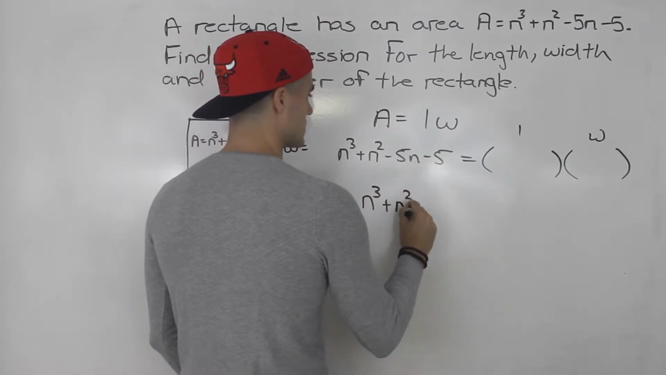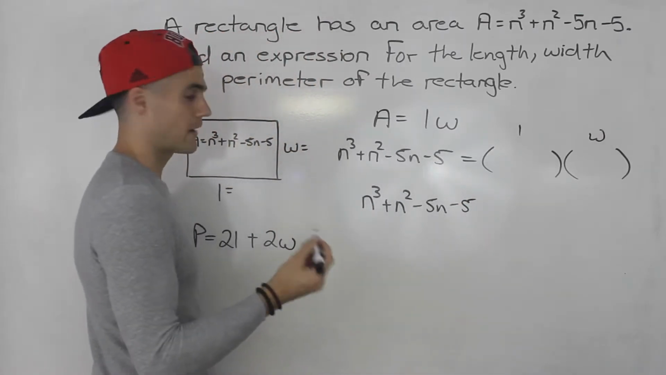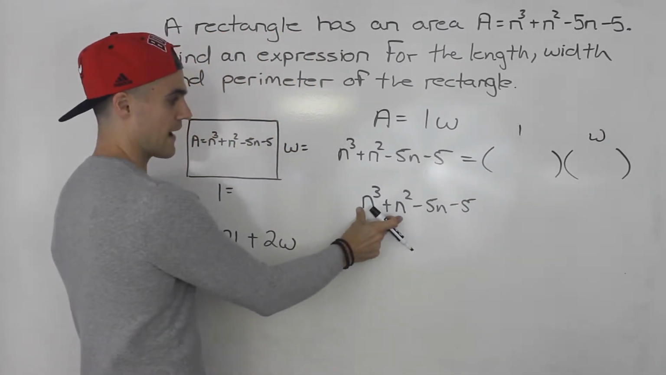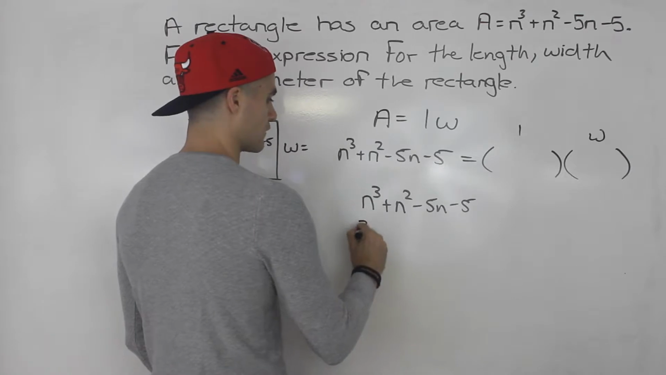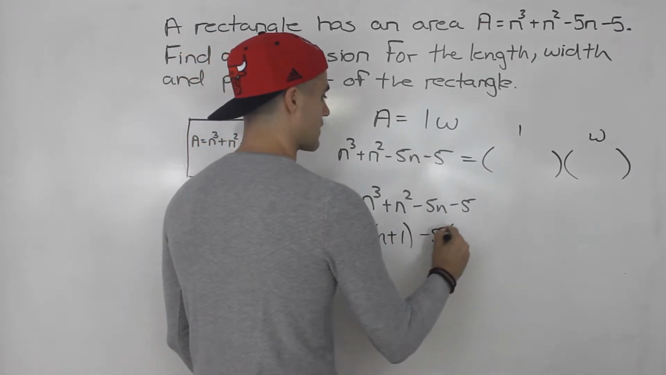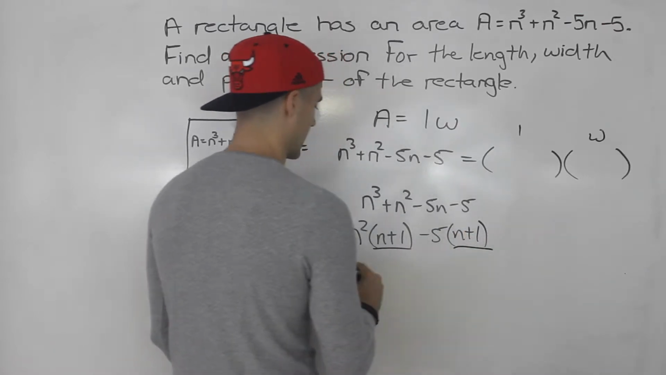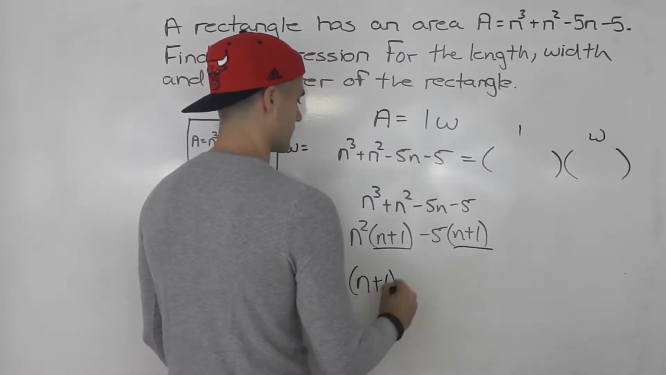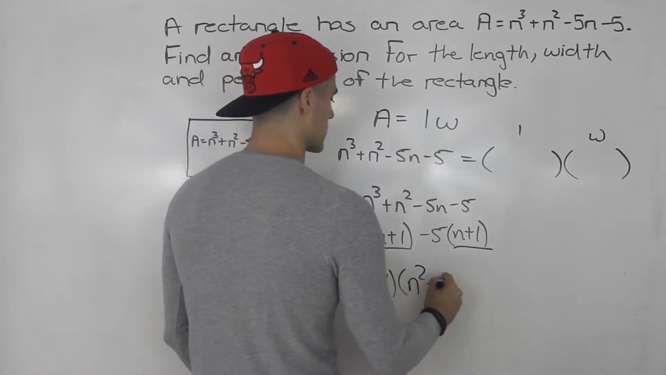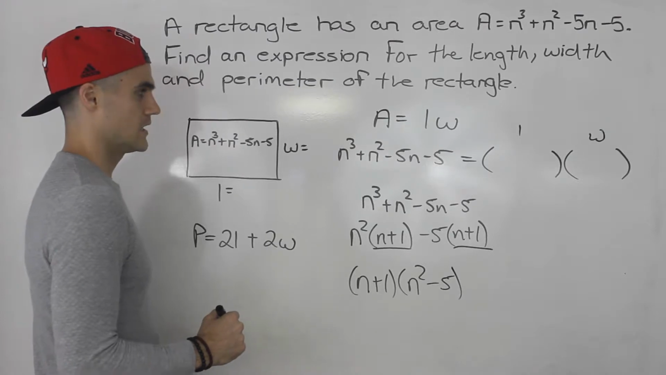So notice, to factor this, we can factor it by grouping. We can factor an n squared out of the first two, and we'll be left with n plus 1. We could take out a minus 5 from these two, and be left with an n plus 1. Then we could take out an n plus 1, and we'd be left with n squared minus 5, like that.